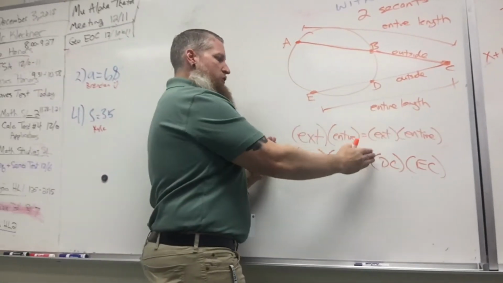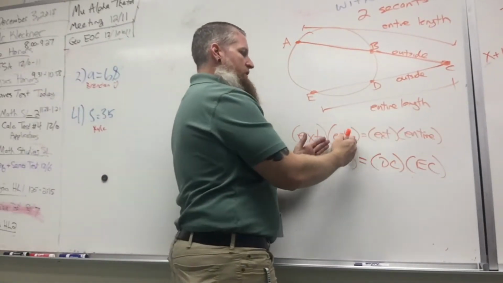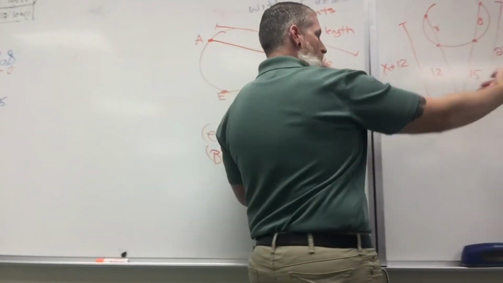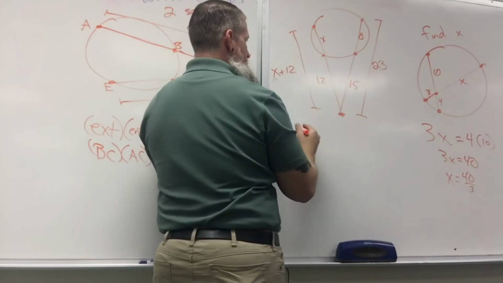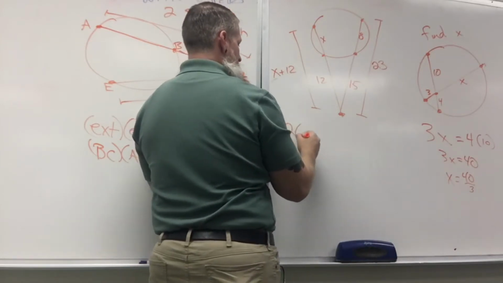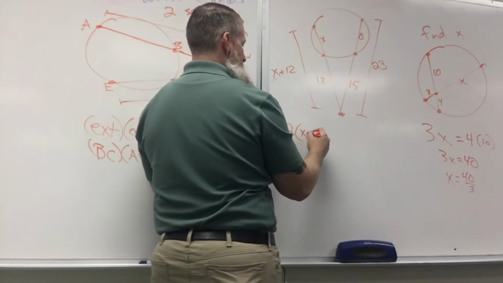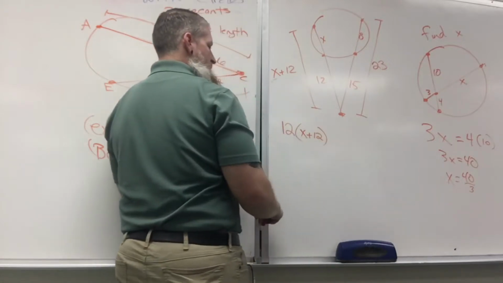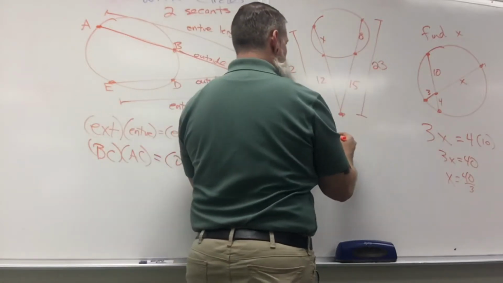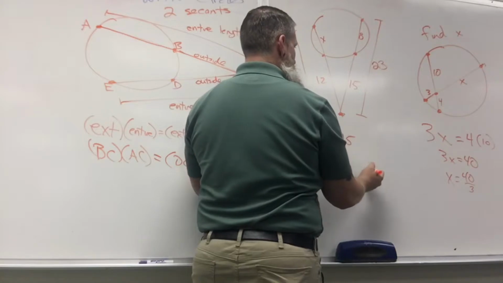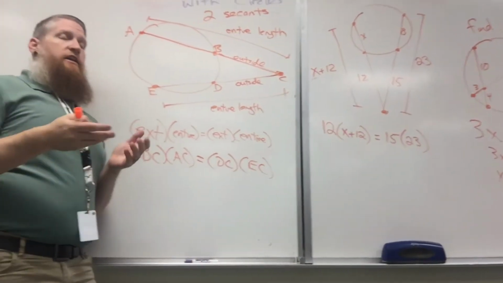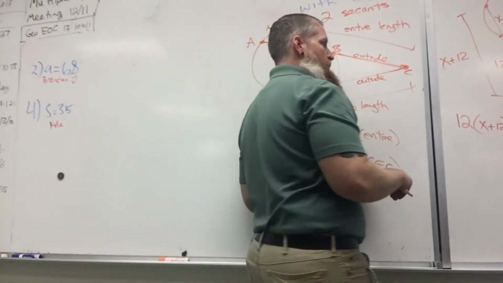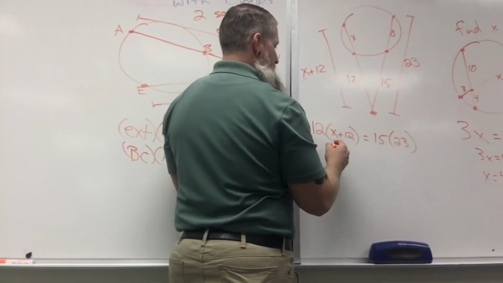Okay, so now if I go back to over here, I've got whatever's on the outside times the entire thing on both sides of my equation. So on this side of the equation, if I look at this left-hand side, the outside part is 12. The entire thing is X plus 12. If I look at the other one, the outside portion is 15, and the entire thing is 23. So now you're down to where you can just use some pretty straightforward algebra and solve it out.